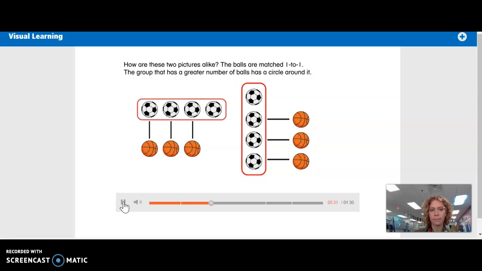How are these two pictures alike? The balls are matched 1 to 1. The group that has a greater number of balls has a circle around it. How are they different? The second picture shows the balls are stacked on top of one another instead of side by side.